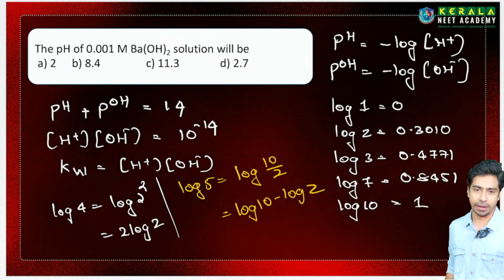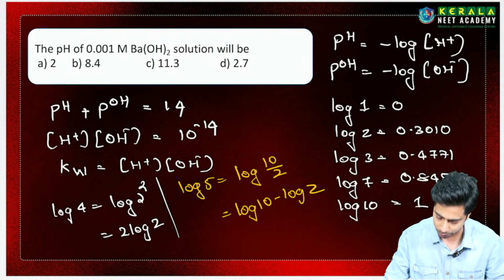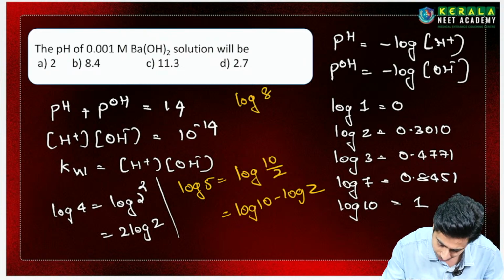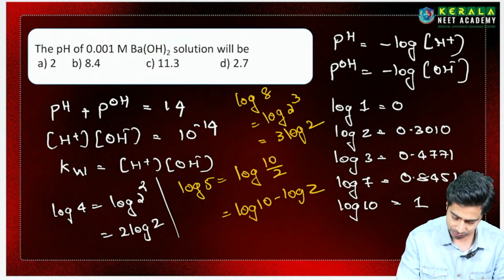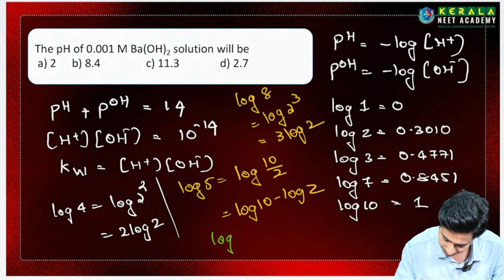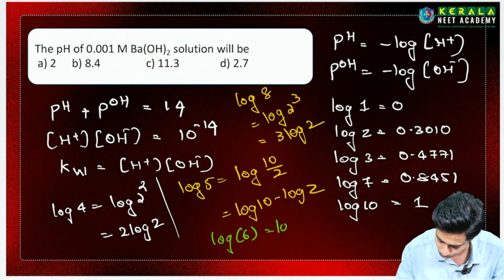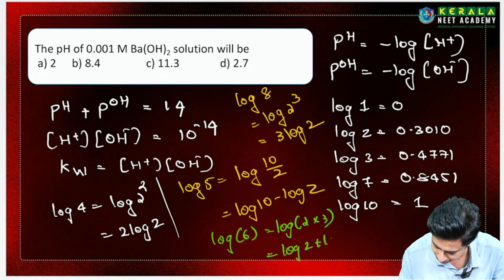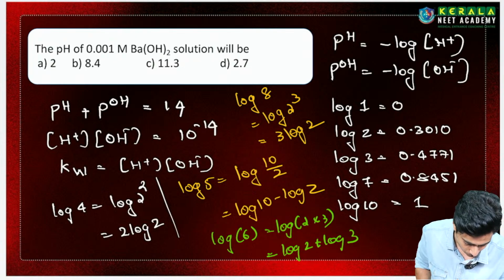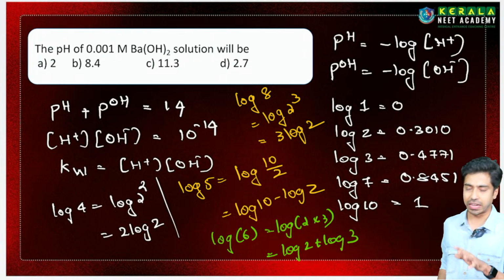Now if you want to calculate log 8, how do you calculate? Log 8 is log 2 cube, so that is equal to 3 into log 2. Log 6, how will you calculate log 6? Log 6 is equal to log 2 into 3, which is log 2 plus log 3. So these are the values.